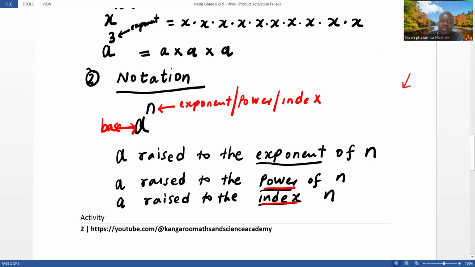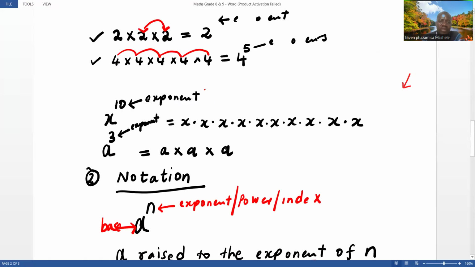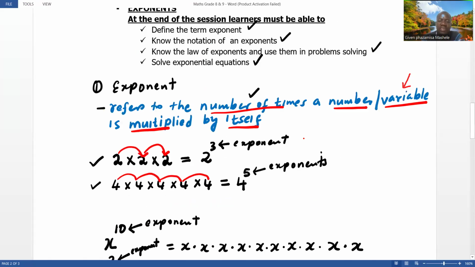So this is what you need to be able to know when we're dealing with exponents. And you must be able to know which one is a base and which one is an exponent. Right. Let us now go through what we said earlier. We said an exponent is the number of times a number or a variable is multiplied by itself. That one, I believe you know it.